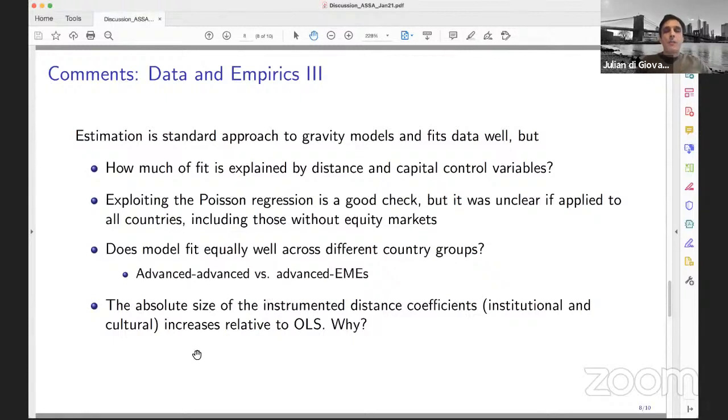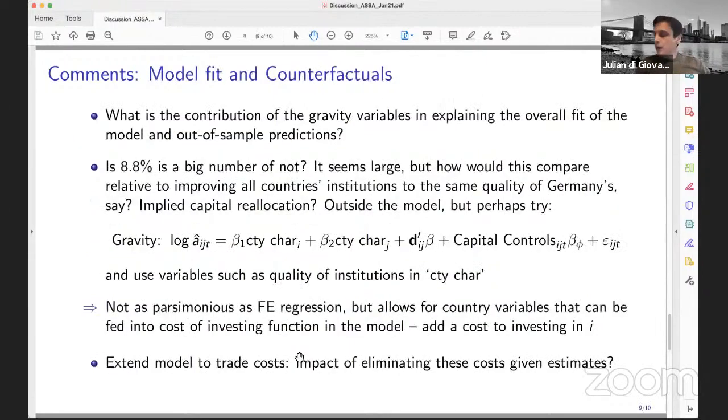And finally, something I picked up was the absolute size of the instrumented distance coefficients for both institutional and cultural tend to increase relative to the OLS estimates. And I was wondering, why might this be the case? Is it something about measurement error? Is there something that's picking up other unobserved variables using the instrument that I've touched on in the previous slide that might matter? All right, so I think we're doing okay with time, so I'm going a bit fast.